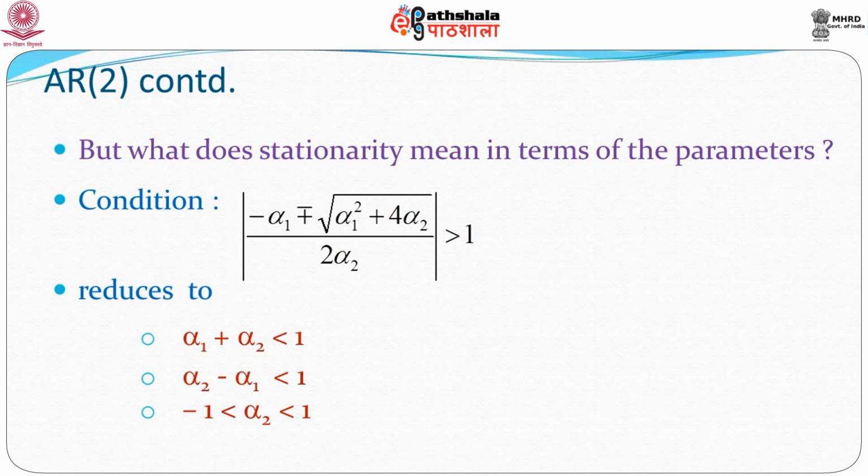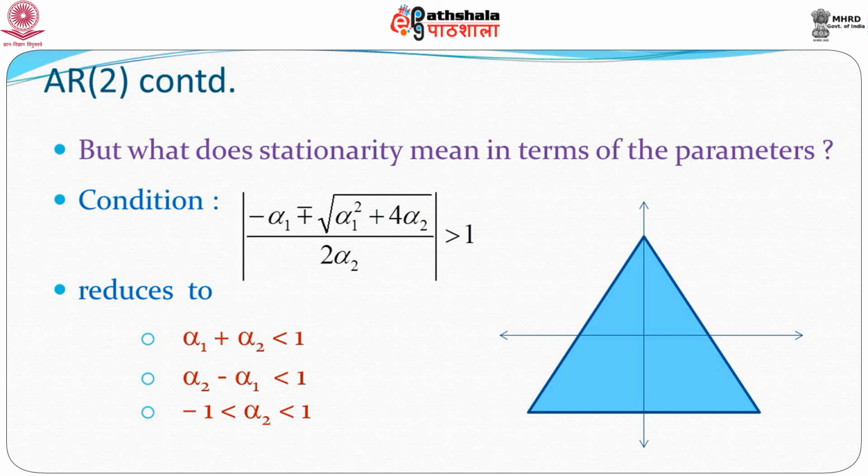Putting these three conditions together, if this is the alpha 1 axis and this is the alpha 2 axis, these three conditions give us a triangular region, and if we are within the triangle, then the stationarity condition is satisfied. So, if alpha 1 and alpha 2 are such that the coordinate lies within the triangle, you have the stationarity condition, otherwise not.